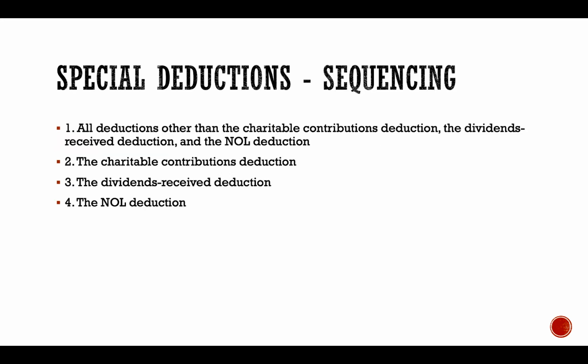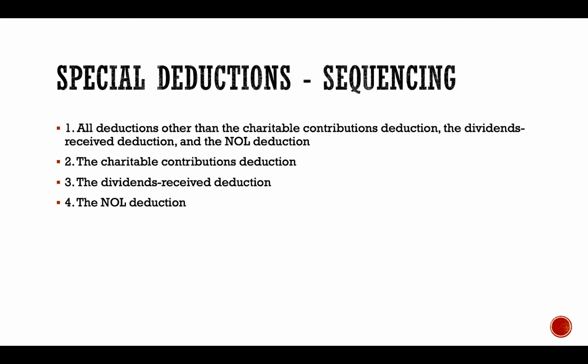So as you've probably realized as we're going through this, a lot of these calculations depend on net operating losses, dividends received amounts, and charitable amounts. So the order in which we compute these becomes important. We have to compute them in this order. First, we compute all deductions other than the charitable contributions deduction, the dividends received deduction, and the net operating loss deduction. Next, we compute the charitable contributions deduction, then the dividends received deduction, then the net operating loss deduction.